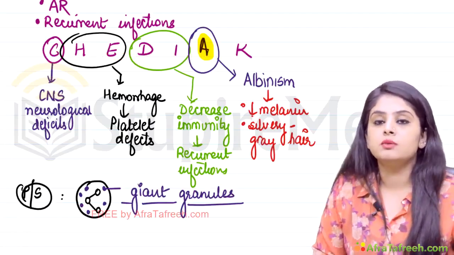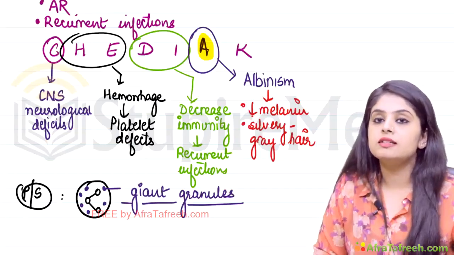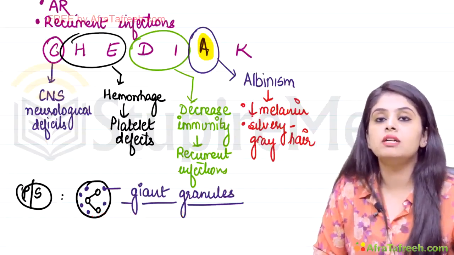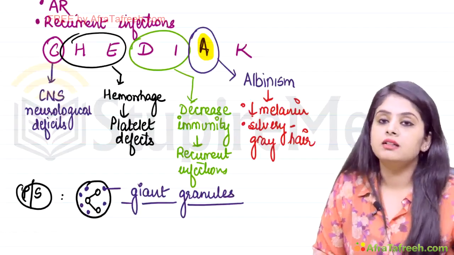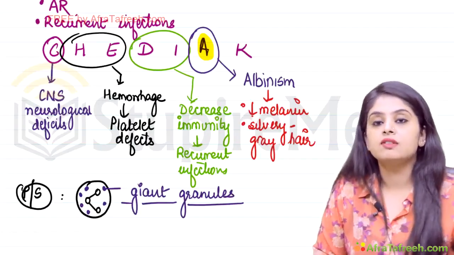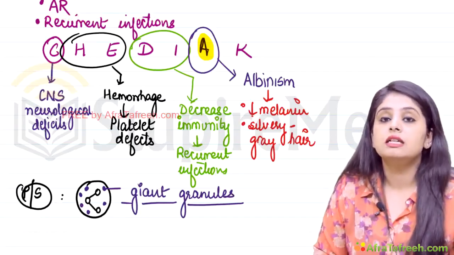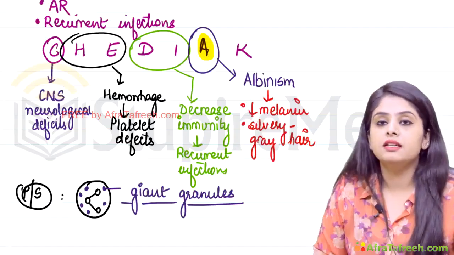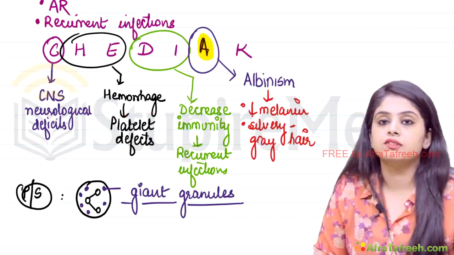The third disease that we just discussed was Chediak-Higashi syndrome, in which there is a defect in the protein LYST, the lysosomal trafficking protein, because of which the patient will not undergo phagocytosis and will suffer from recurrent infections. What was the catch point in the history? Decrease in melanin, albinism, silvery grey hair. And the image that you need to remember is the giant granules.